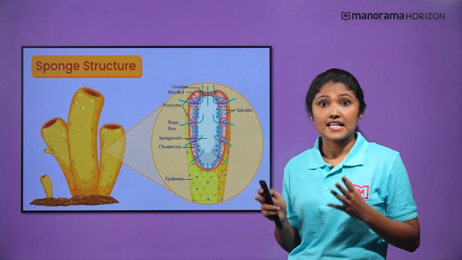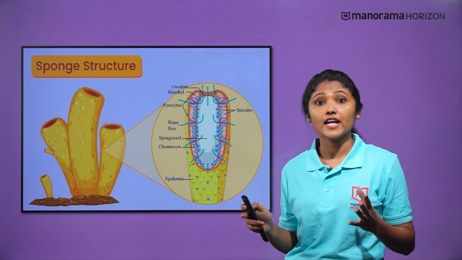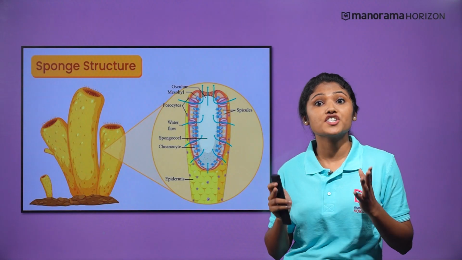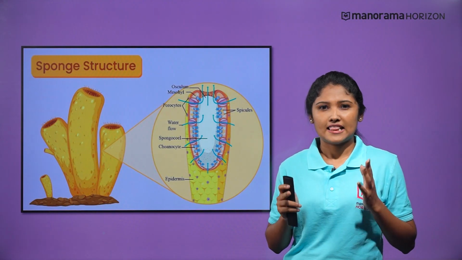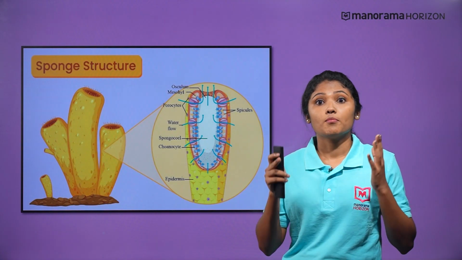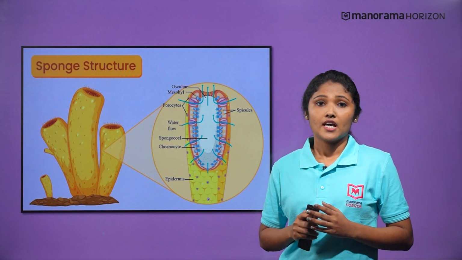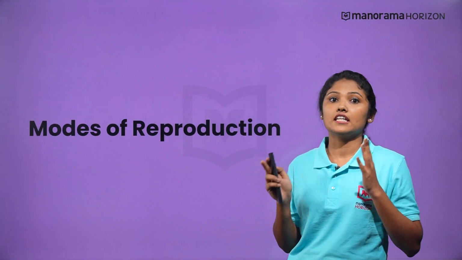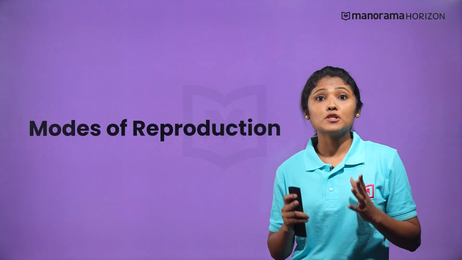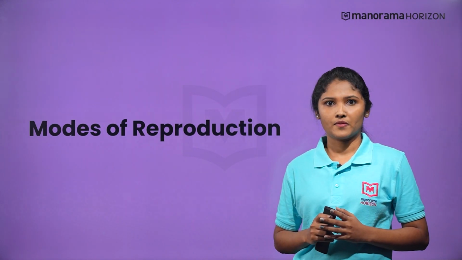Choanocytes are the cells lining the spongocoel. The skeleton is made up of spicules or spongin fibers. They are hermaphrodite, that is, they possess both male and female reproductive organs. Now, let's discuss the modes of reproduction in the phylum. They are able to reproduce both sexually and asexually.